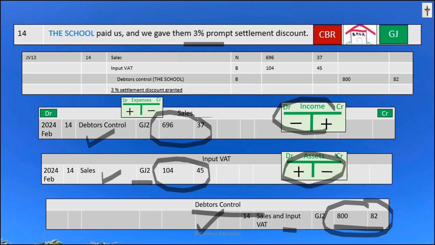We always apply our rules. So you need to be able to categorize every general ledger account. I keep saying it. You need to know your accounting rules. I have a great video on accounting rules. Check it out.